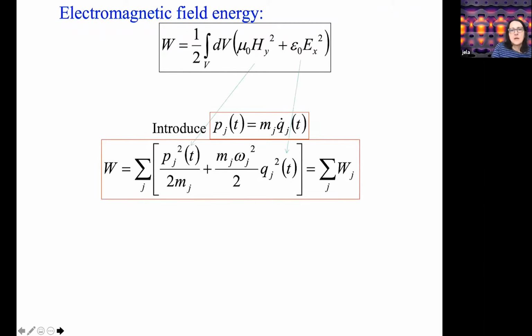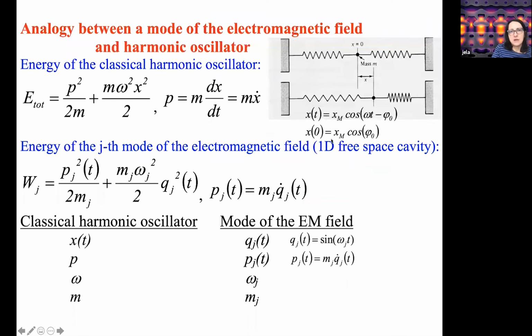Okay, good. So going back to this, now we can just easily draw an analogy between a mode of the electromagnetic field and a harmonic oscillator. I mean, mass on a spring is a harmonic oscillator, but so is the electromagnetic field inside of a resonator, right? So total energy for a harmonic oscillator is kinetic plus potential energy. You've seen this expression for a classical harmonic oscillator, I'm sure, and you know from Newton's laws that momentum is mass times time derivative of position, right? So this is your kinetic energy, this is your potential energy.